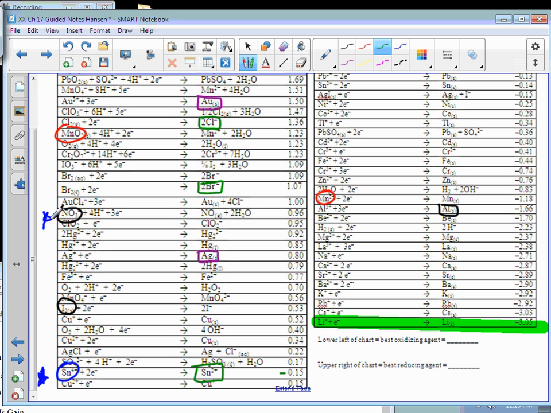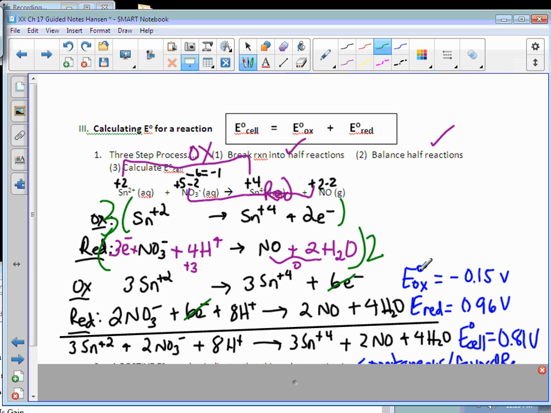All right, the other one is the reduction. That's the nitrate ion being reduced to NO. So you have to make sure it's an exact match. In this one I'm reading it as is, so this number just stays 0.96. The oxidation potential and the reduction potential are measured in volts, by the way. To find the overall E cell, the potential for the whole reaction, just add them together. So it comes out to 0.81 volts.